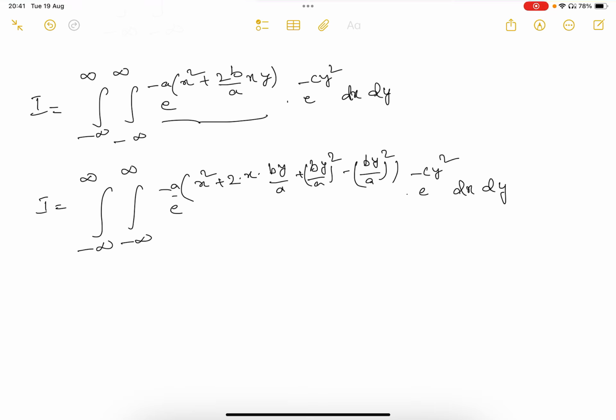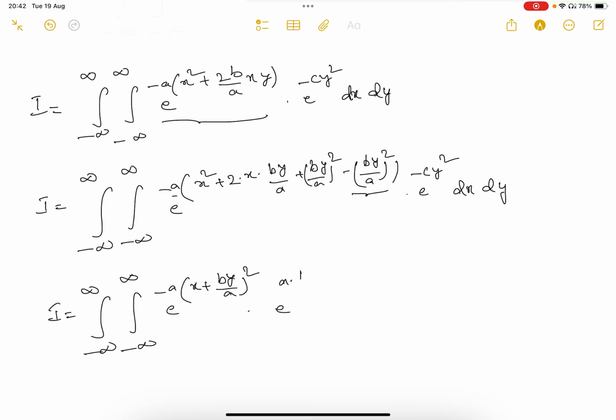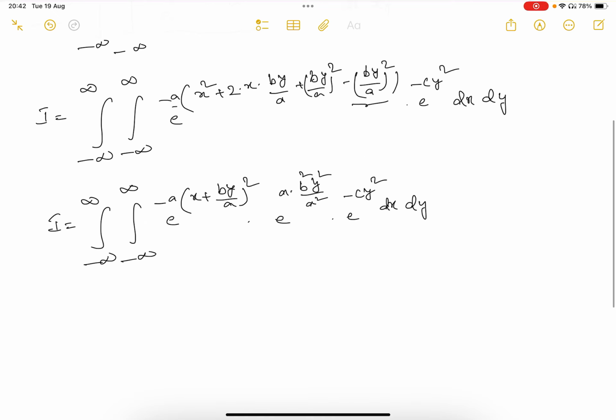Right? Then I will be the integral minus infinity to plus infinity, integral minus infinity to plus infinity, e to the power minus a of (x plus b/a y) whole square, into, removing this outer part, e to the power minus into minus will get plus a into b² y² by a² into e to the power minus cy² dx dy. Right, here one a will go off.